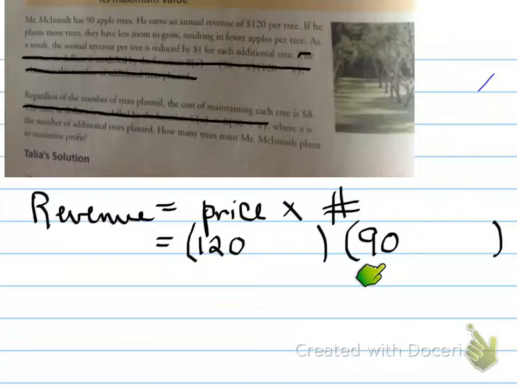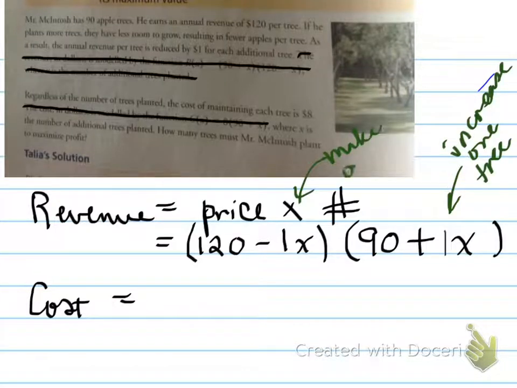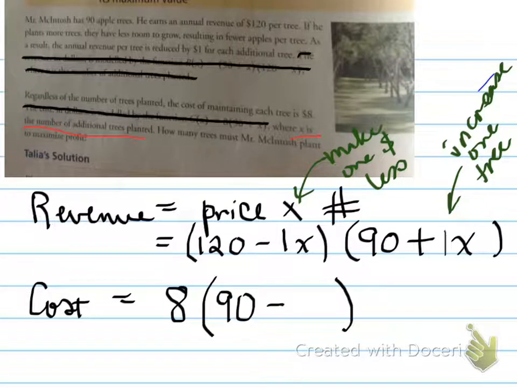But what happens is that we end up losing $1 for every additional tree that is planted. So 90 plus one extra tree will be $120 minus $1 for every tree that's extra that's planted. So that's how we get this problem. So again, let's understand this. As we increase one tree, we make $1 less, and that's where we have these values here.